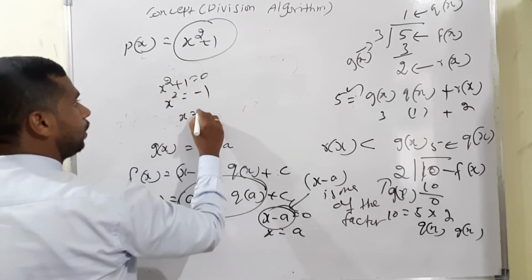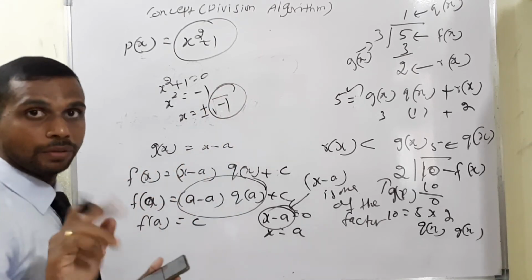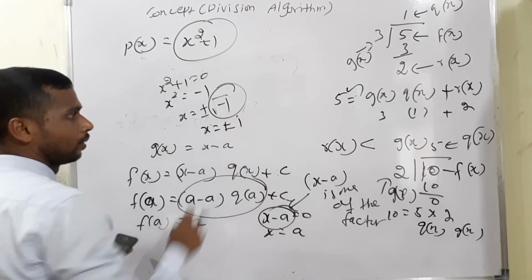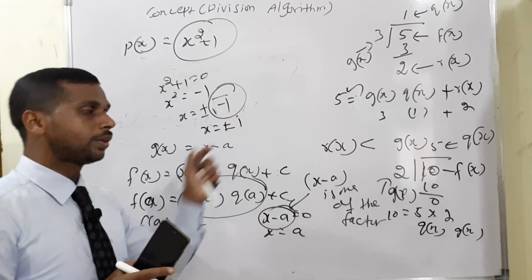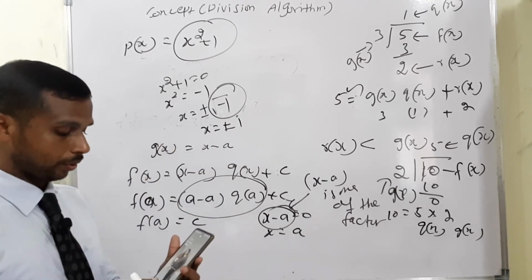Therefore, x is equal to plus or minus square root of minus 1. Already I told you, in this case you can apply imaginary. Therefore, we can say plus or minus i. So plus i is one imaginary answer, and negative i is another answer. That's why in such cases we get no real zeros, only imaginary.